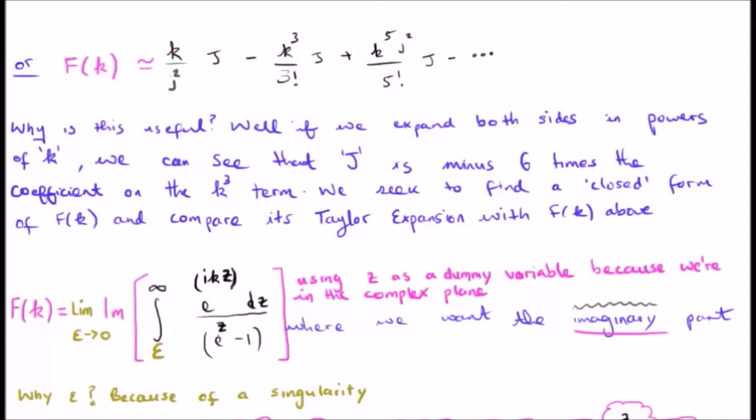Now, as I said earlier on, this expression has a pole when e to the z minus 1 is equal to 0. So at the point 0, this will blow up. So we can't integrate from 0 to infinity, but rather we integrate from a point slightly away from 0. We call that point epsilon. And what we do is we take the limit of our integral as epsilon goes to 0, and that will allow us to get at the integral capital J.